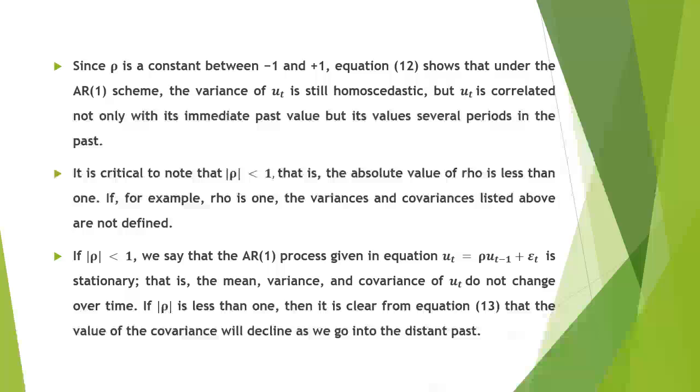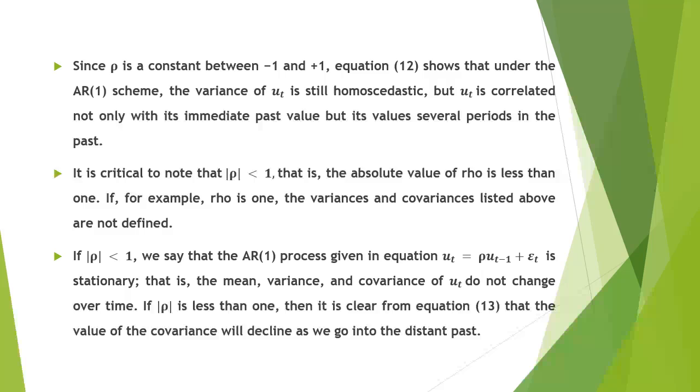It is important to note that the absolute value of rho is less than 1. If, for example, the absolute value of rho is equal to 1, then the denominators of equations 12 and 13, that is, those showing the variance and covariance, become 0, and therefore the variance and covariance listed above are not defined.